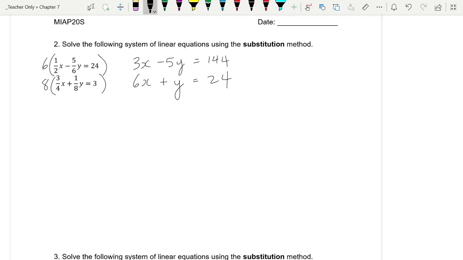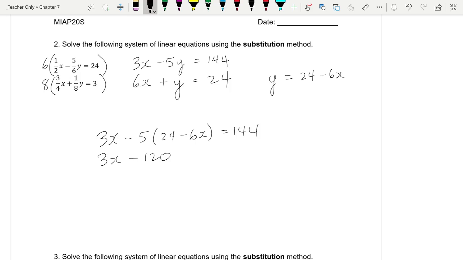Now this one's nicely set up again for substitution because y doesn't have a coefficient, or it has a coefficient of 1. So I'm just going to rewrite this as y is equal to 24 minus 6x. And then I'm going to replace this y with 24 minus 6x. And then I'm going to expand the bracket. 20 times 5 is 100, so that's 120. A negative times a negative, don't forget that that's a positive. That's a super easy mistake to make when you're doing this stuff. 3x's plus 30 is 33x's.